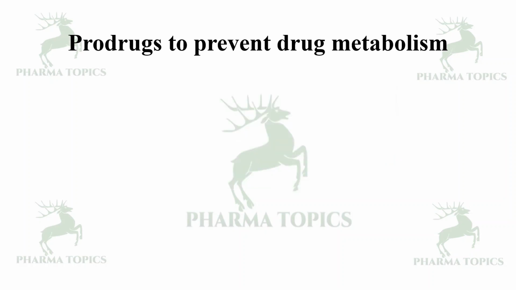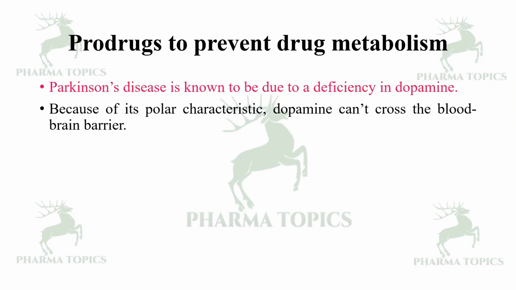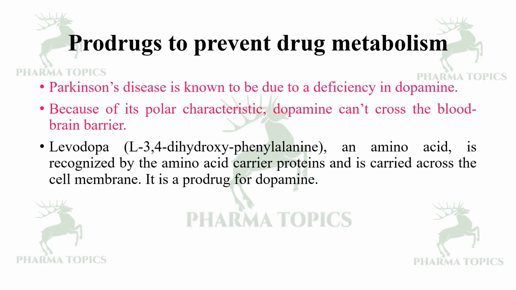Then let us see some of the prodrugs to prevent drug metabolism. Parkinson's disease is known to be due to deficiency of dopamine. Because of its polar characteristic, dopamine can't cross the blood-brain barrier. Levodopa, an amino acid, is recognized by the amino acid carrier proteins. It is carried across the cell membrane. It is a prodrug of dopamine.